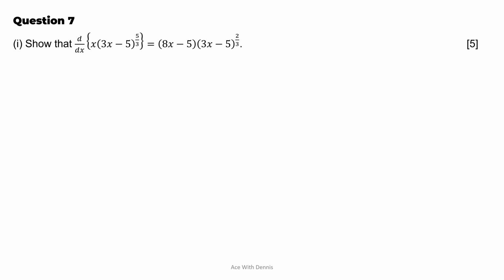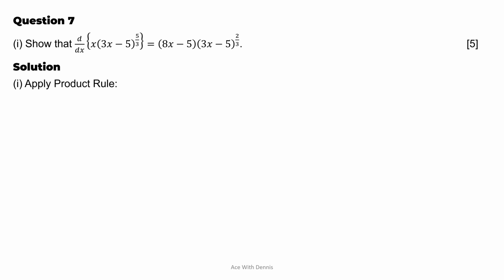Question 7, part 1. Show that d over dx of bracket x times 3x minus 5 to the power 5 over 3 equals bracket 8x minus 5 times 3x minus 5 to the power 2 over 3. 5 marks.